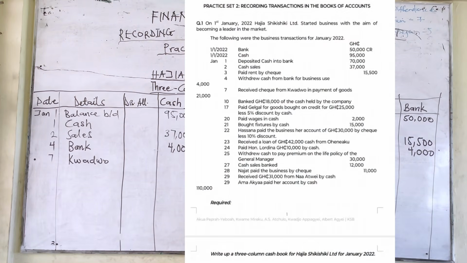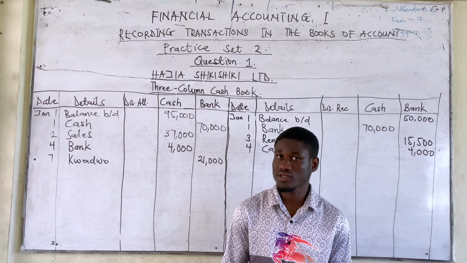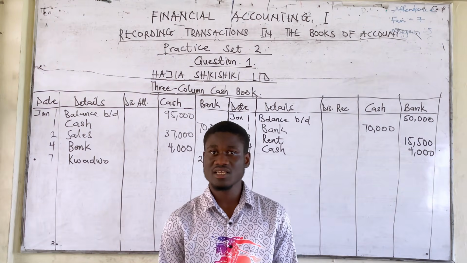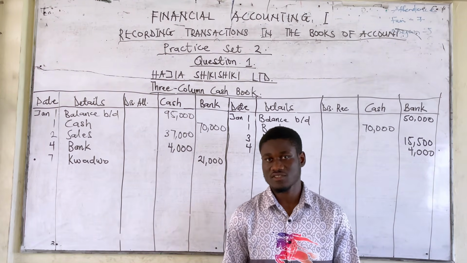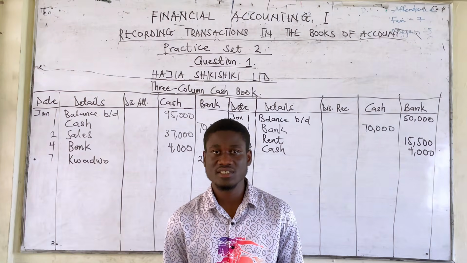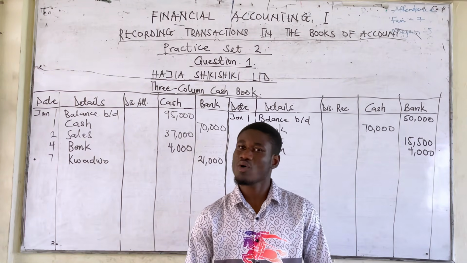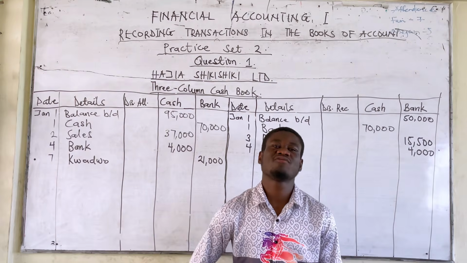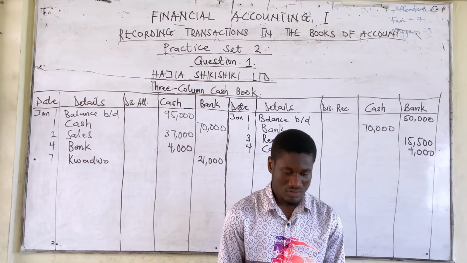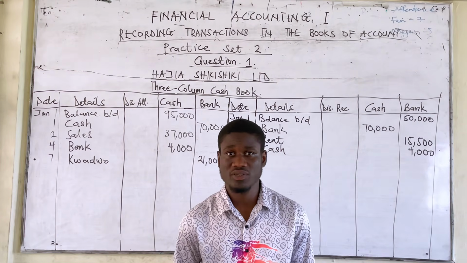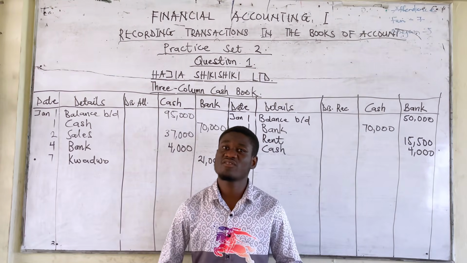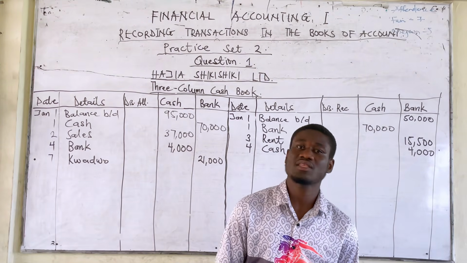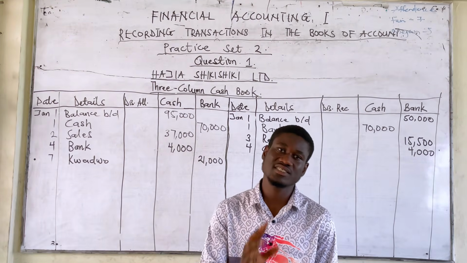It says bank 18,000 of the cash held by the company. So this one is a contra entry. It's a transaction involving the bank and cash. You get it? So what we are interested in here is what the bank is doing and what the cash is doing. Okay, so we banked 18,000 of the cash held by the company. So we have cash in the company, then we banked that cash. That means we kept the cash in bank.